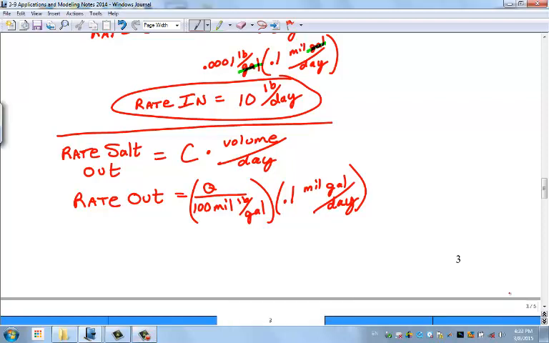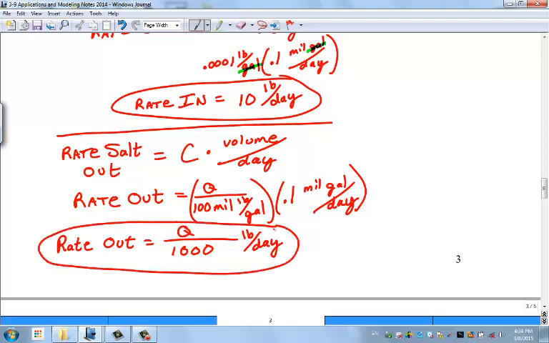All right, so I've straightened out my math. I thought I saw something wrong there, and there was. If I do the 0.1 million divided by the 100 million, my rate out is equal to the quantity Q over 1,000, in pounds per day. All right, so that tells us the rate out.